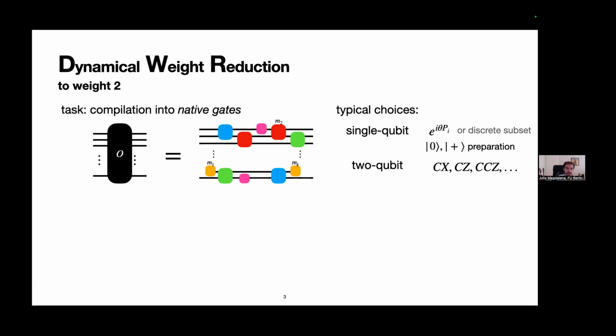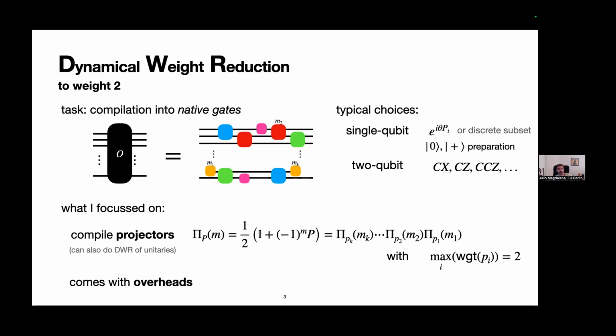Typical choices are single qubit rotations around some fixed Pauli angle, state preparation, and 2-qubit or more qubit unitary gates. What I focused on in my paper is to compile these projectors that represent the effect of a measurement if you know the outcome. And the way we could decompose it is into a sequence of projectors onto other Pauli operators, P1 to Pk, where the weight of these Paulis is bounded by 2.